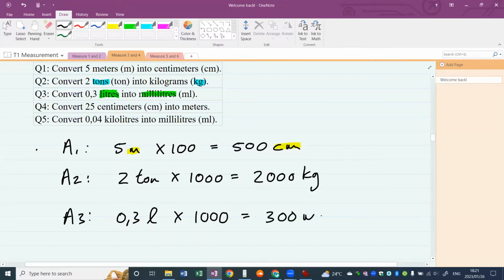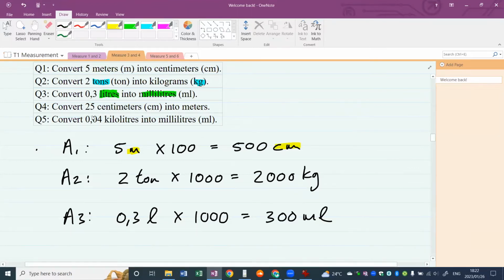300 milliliters. Now, I don't know if you've noticed, in all of these examples we're going from a bigger unit down to a smaller unit, and we had to times every single time. We multiply. Now, let's look at the next question.